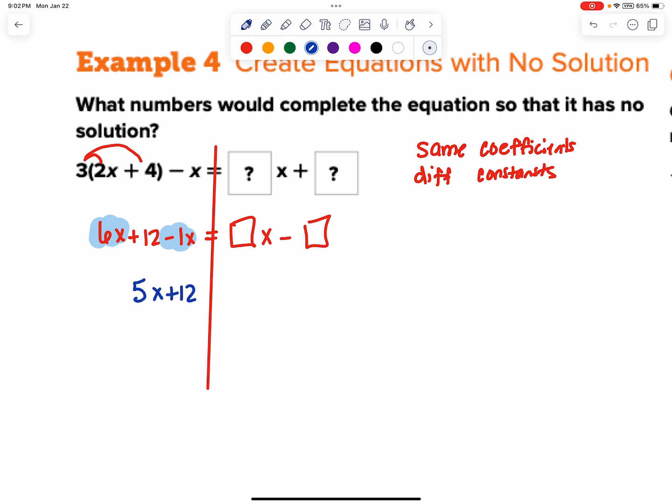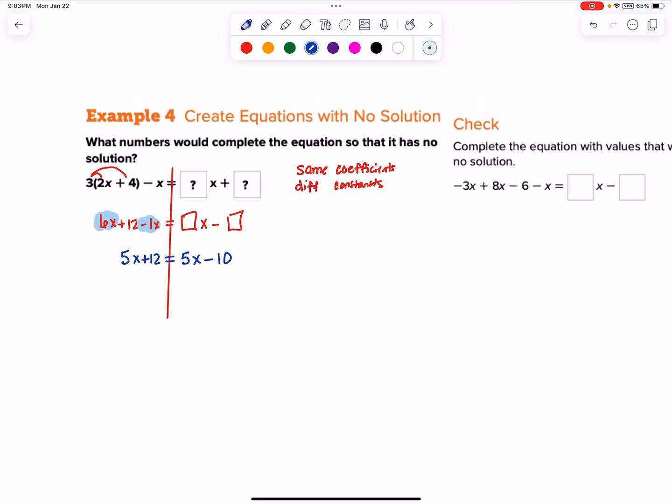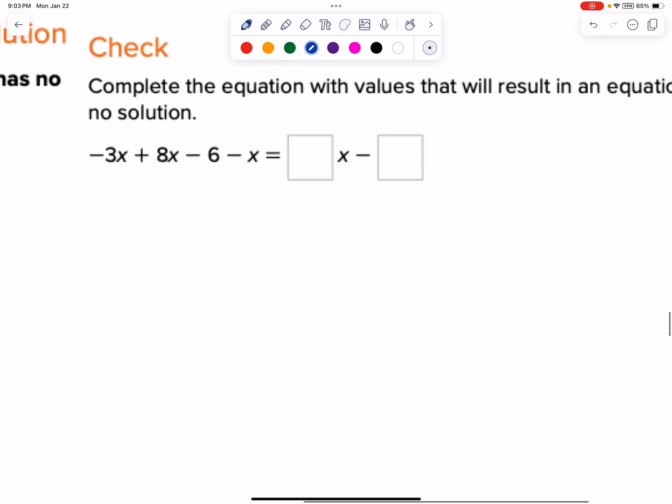5x plus 12 equals, now we need the same coefficient, so I need a 5x minus, and I can just make it be 10 or something like that. And so what numbers would complete the equation so it has no solution? This would be it, because I would do minus 5x to both sides, and I would end up with different numbers. So there we go. Let's go ahead and try that with this one as well. So if you want to pause and try it out yourself, you can. It's up to you. Okay, separate the space.